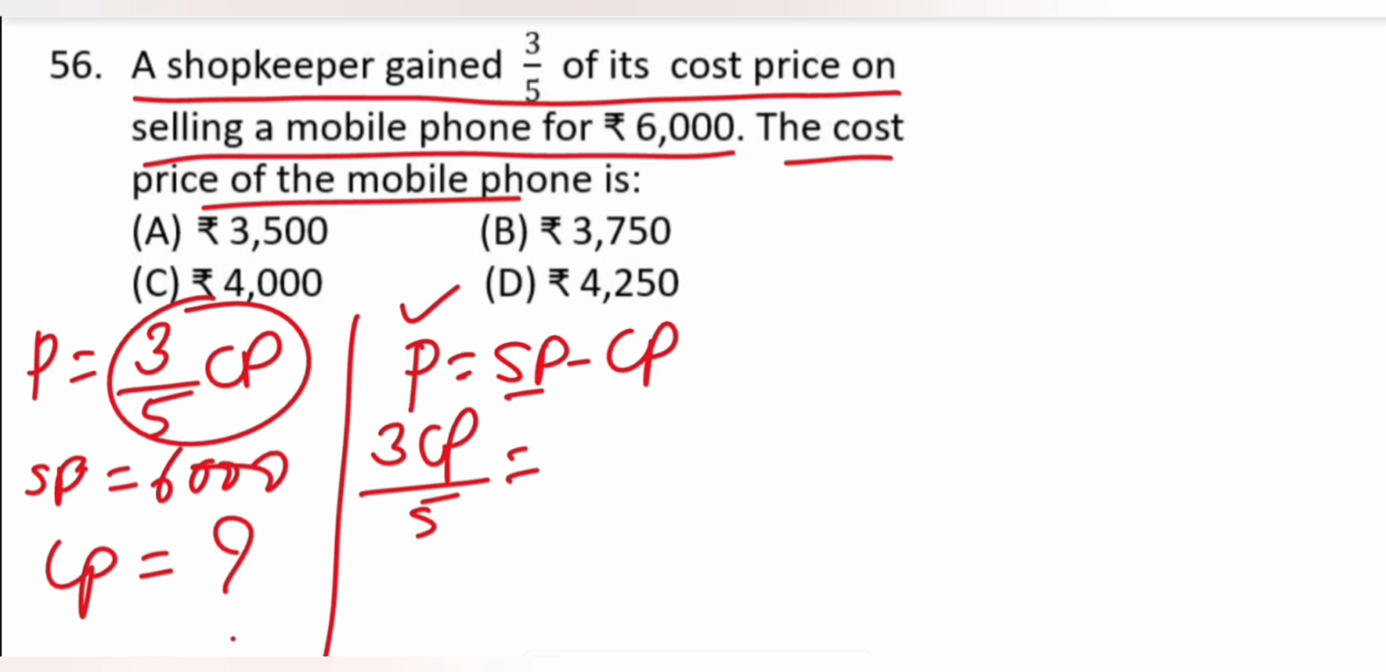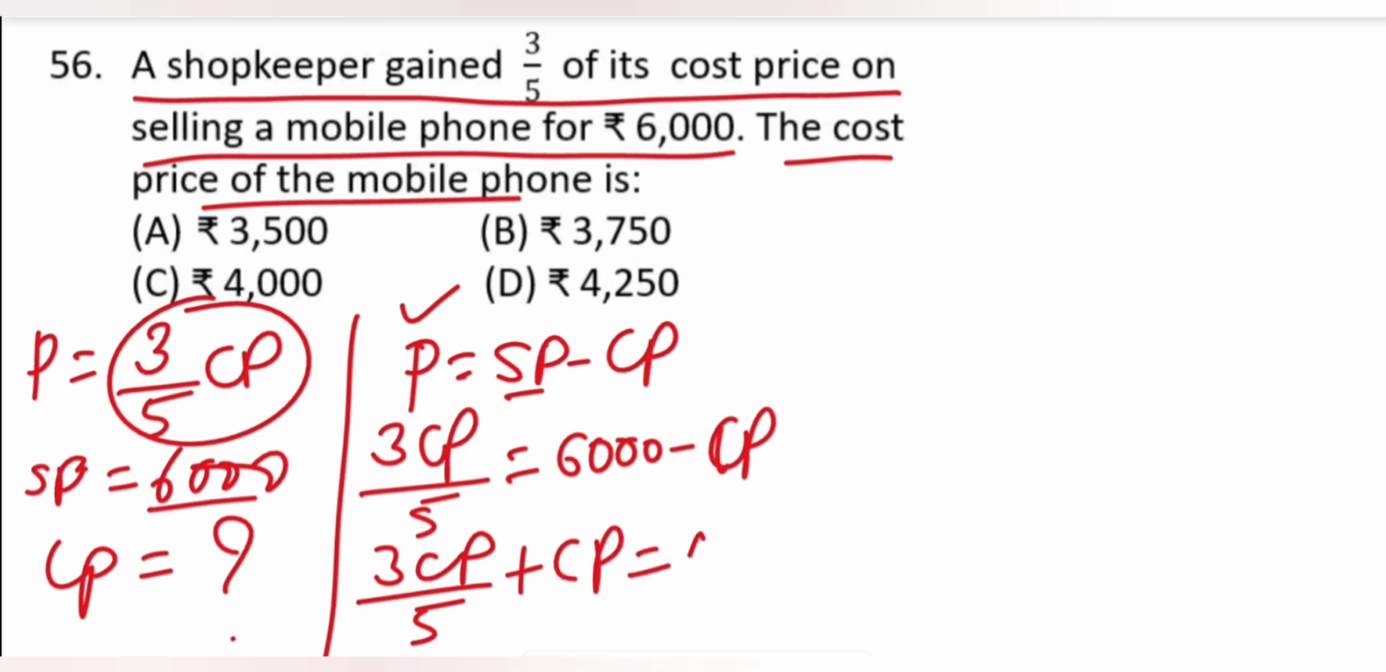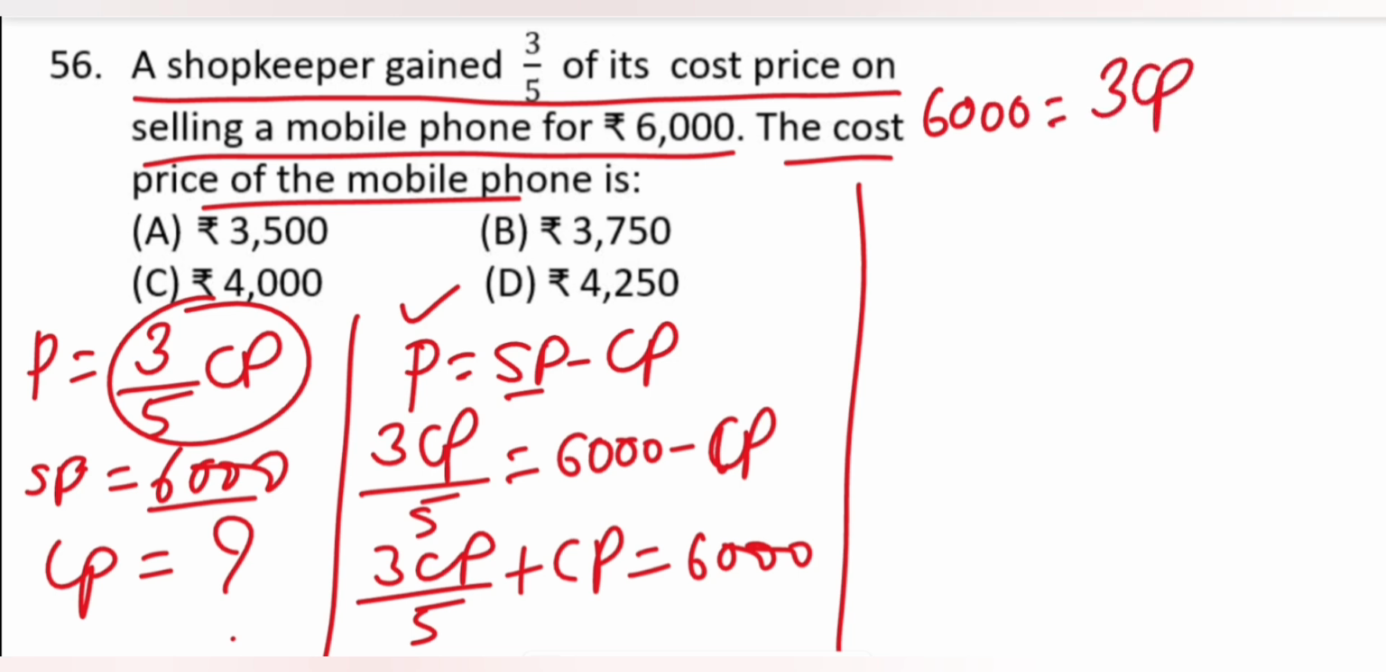Alright, sell price is 6000 and keep minus CP as it is. Let us simplify. Alright, so take minus CP on left hand side, it will be plus CP. Alright, let us simplify further. 6000 is equal to 3 CP plus 5 CP, 5 into CP is 5 CP, divided by 5.